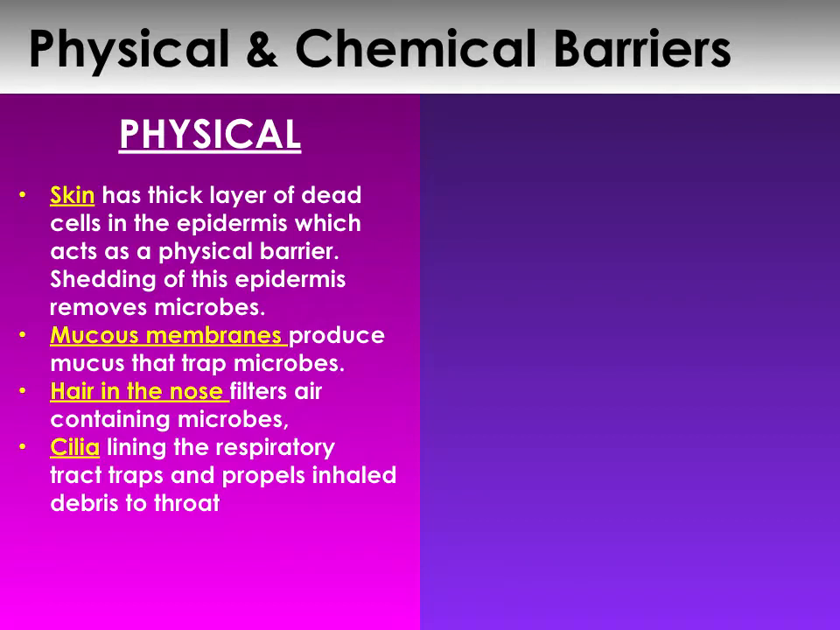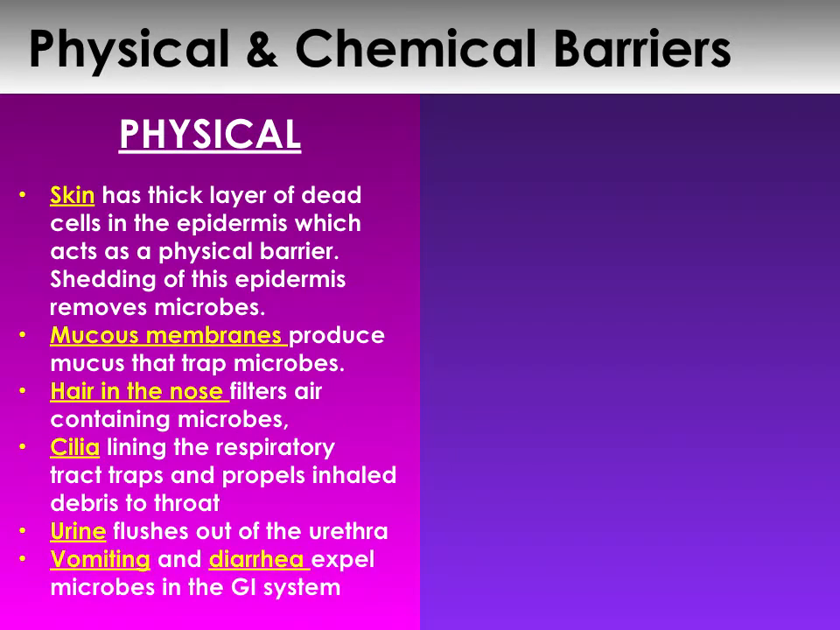Cilia that line the respiratory tract help to trap and propel inhaled debris to the throat. Urine flushes out of the urethra, and vomiting and diarrhea expel microbes in the GI system. All of those are considered physical barriers.